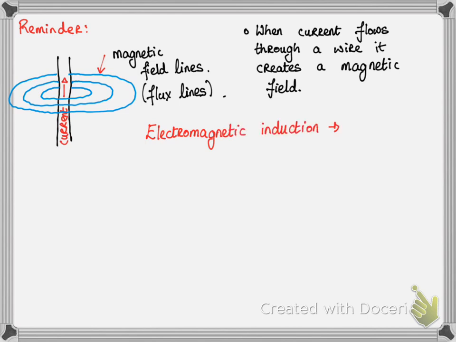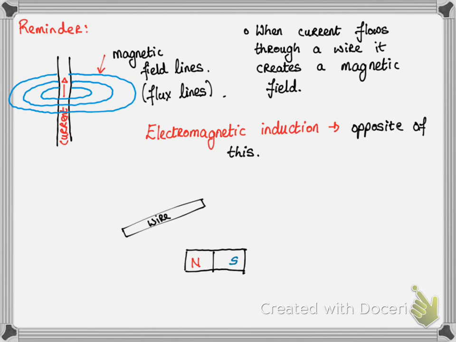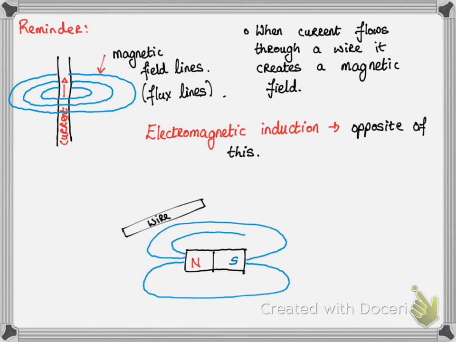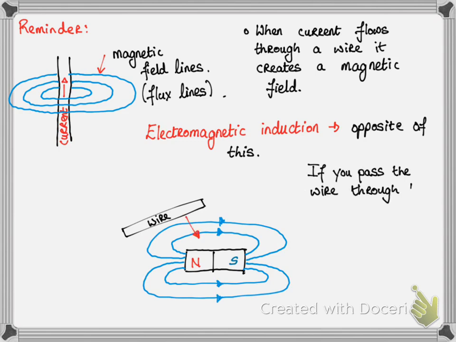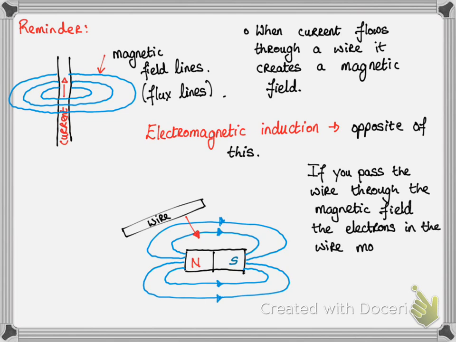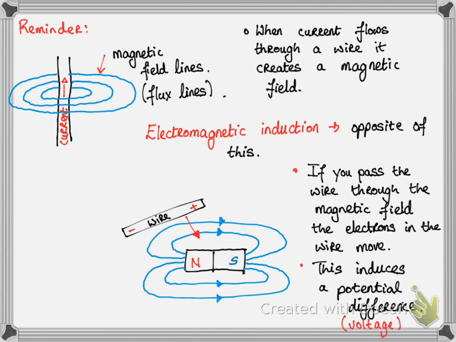Electromagnetic induction is essentially the opposite of this. So imagine if you have a magnet, a normal bar magnet, and a wire near it. The bar magnet will have a magnetic field surrounding it with magnetic field lines going from north to south. If you pass the wire through the magnetic field lines, the electrons in the wire will move to one end. This induces a potential difference across the wire. Another word for potential difference is voltage, and a key word here is induces.